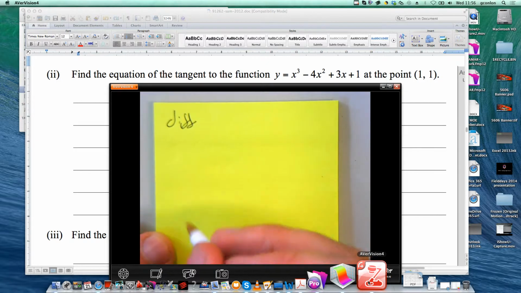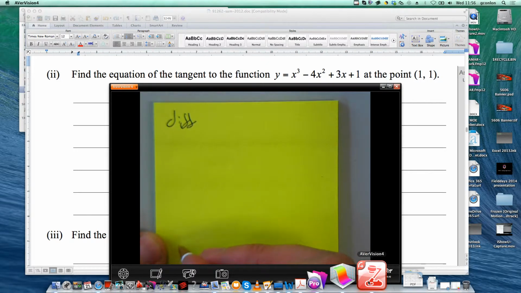Okay, I'm also going to do this at the bottom. I'm going to write y equals mx plus c, so I remember to actually write the answer. Okay, because a tangent is that equation. So, first thing I'm going to do is differentiate.